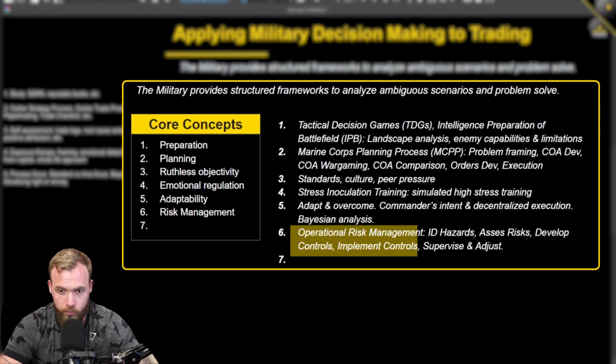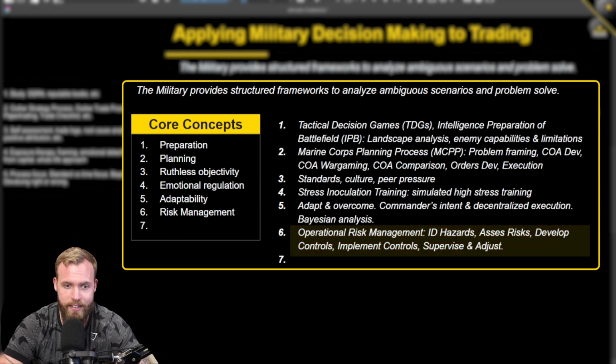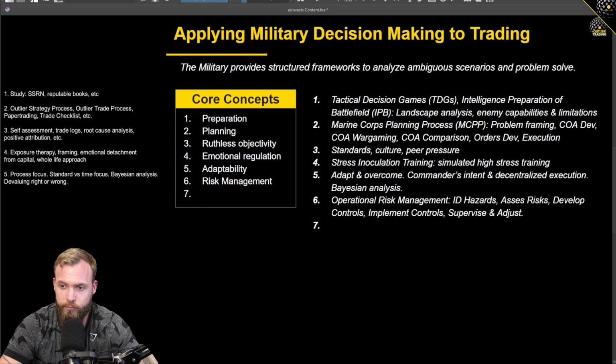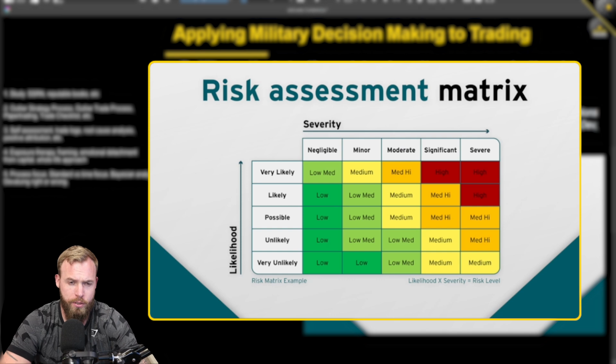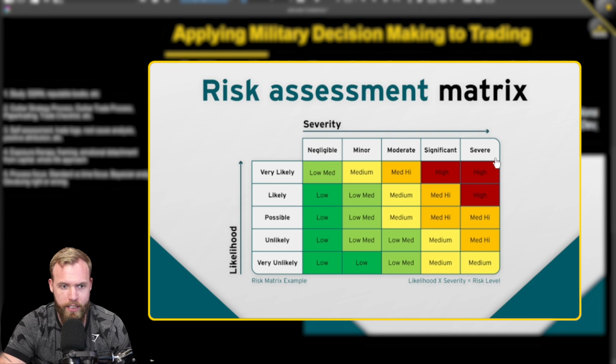Risk management. We use a lot of risk management in the military, and it's because we do a lot of risky things. The main thing I want you to pay attention to from a military perspective is two things. The first one is what we call operational risk management. We use something called a RAM, risk assessment matrix. What we try to do is we have two columns: the probability of something occurring and then the severity. That allows us to understand what kind of controls need to be put in place.